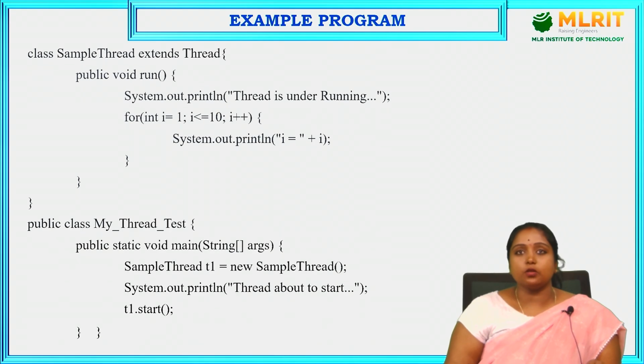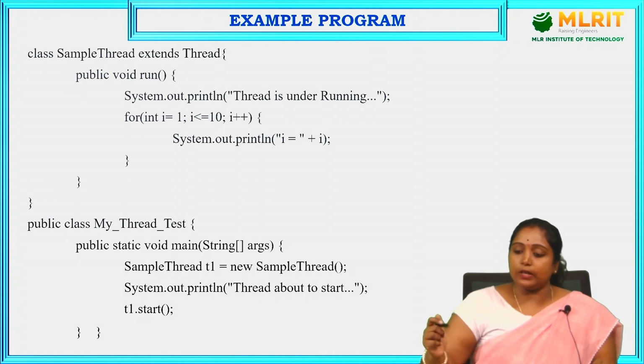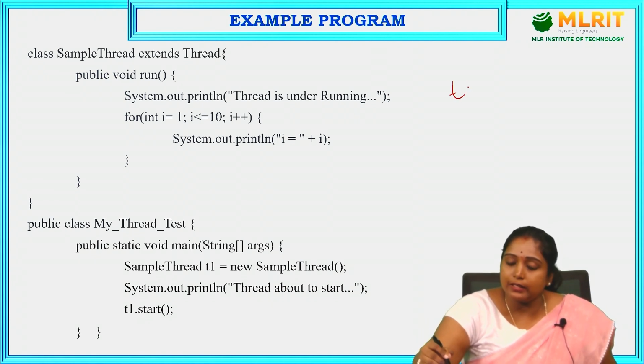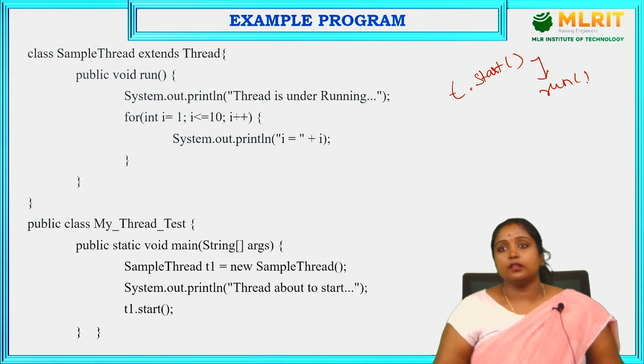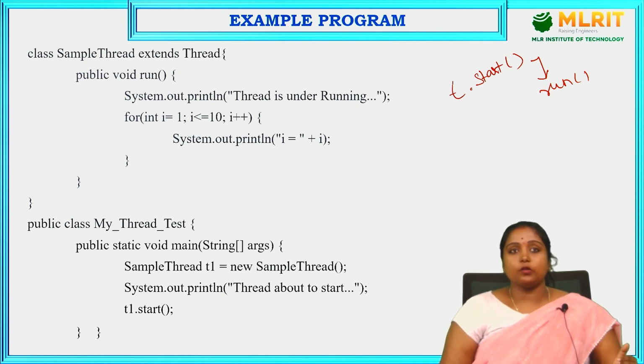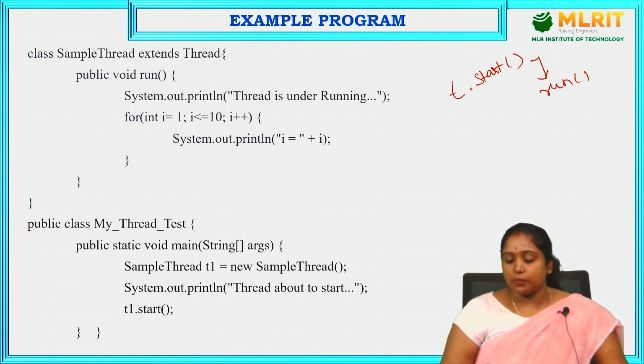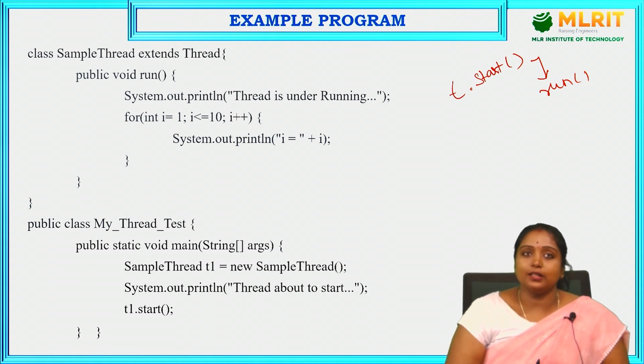You need not call the run method, because if you create an object of the thread and call the start method, it automatically calls the run method. It is not necessary to call the run method separately. So, here is an example program.